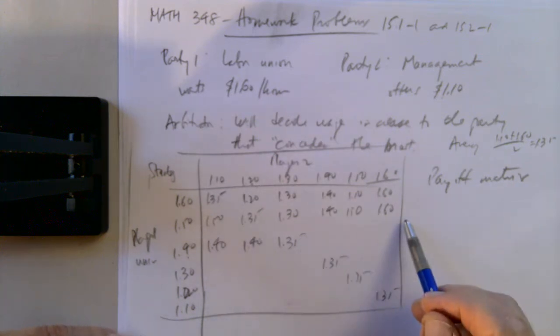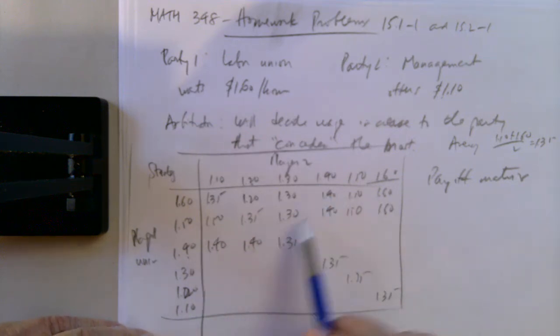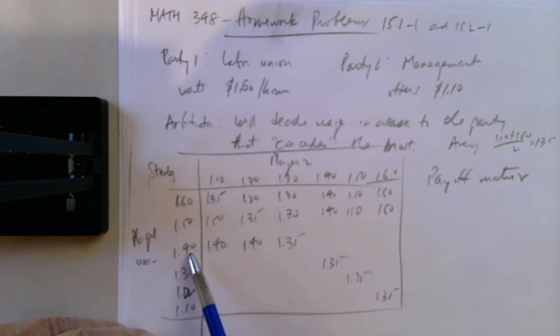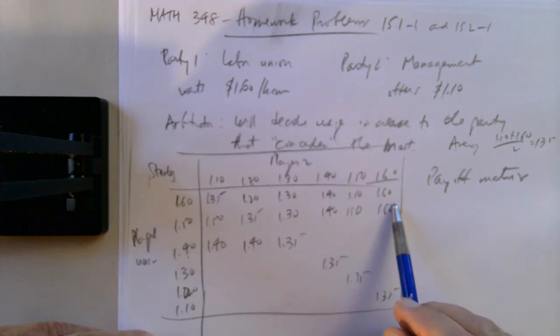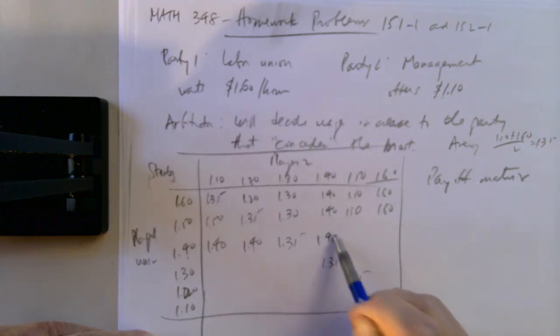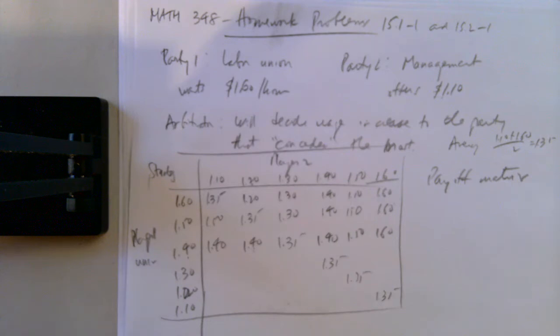For the rest of this row, sorry, the arbitrator still goes with the union. Here, so along this row, the union has given up 20 cents. From here on, management has offered 30, 40, or 50 cents more. So it's given more, so it gets what it offered.